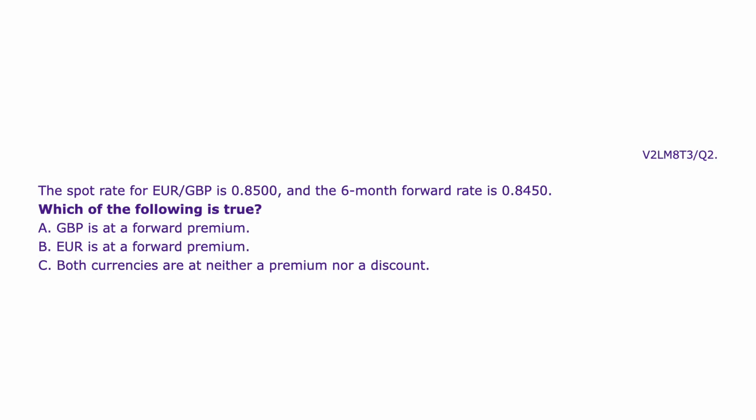The spot rate for euro/GBP is 0.8500, and the 6-month forward rate is 0.8450. Which of the following is true? A, GBP is at a forward premium. B, Euro is at a forward premium. C, both currencies are at neither a premium nor a discount.